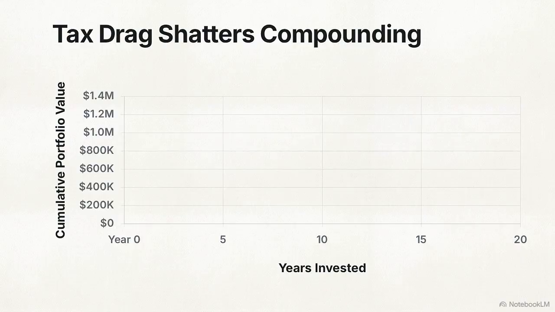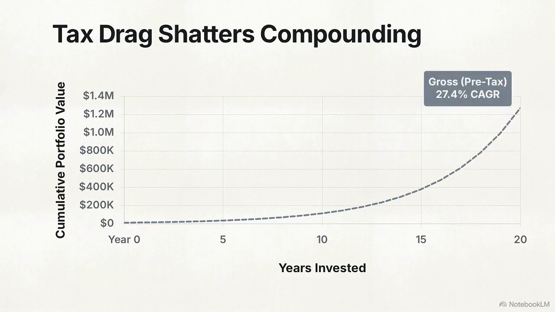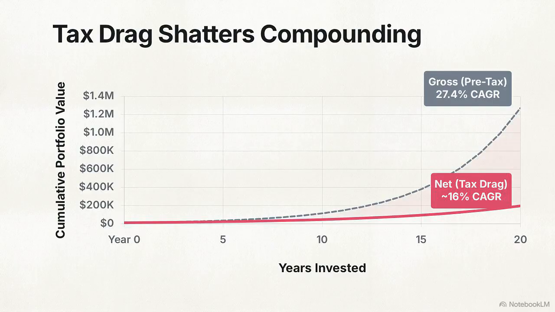This diagram shows the impact. A 27.4% gross return is slashed to roughly 16% net after taxes. Over 20 years, this friction radically alters the compounding curve, leaving you with a fraction of the simulated total.